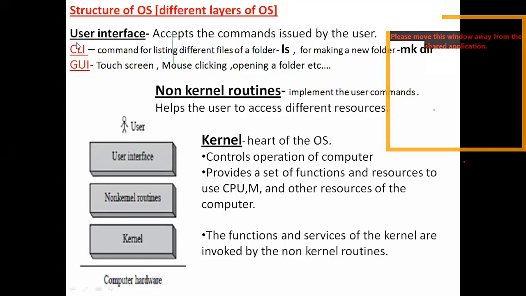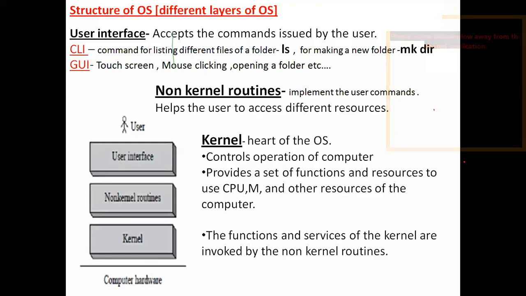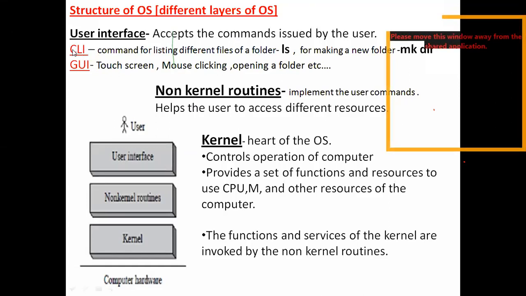Like earlier, the DOS operating system is basically a command-based operating system, where for each and every functionality I need to issue so many commands. So we have something called CLI, command line interface, and we have something called GUI. GUI stands for graphical user interface.